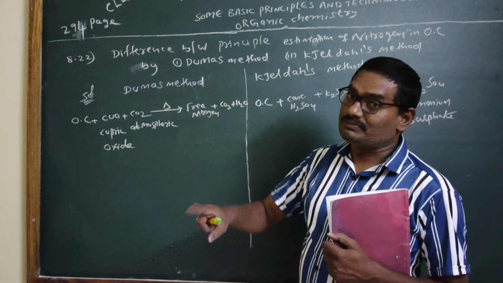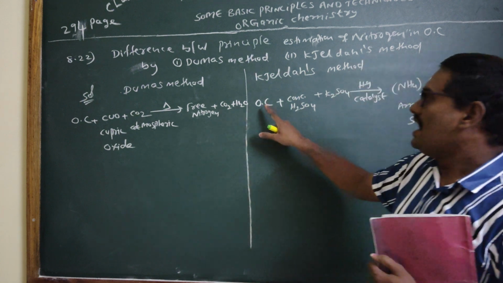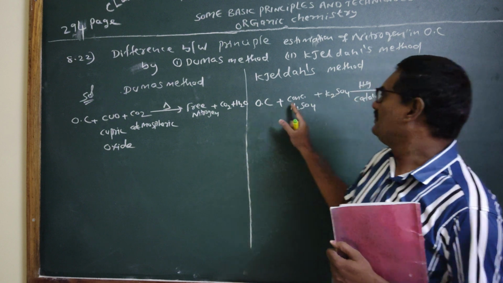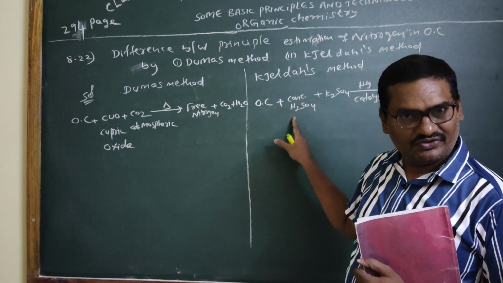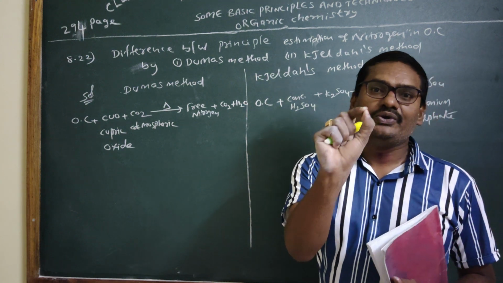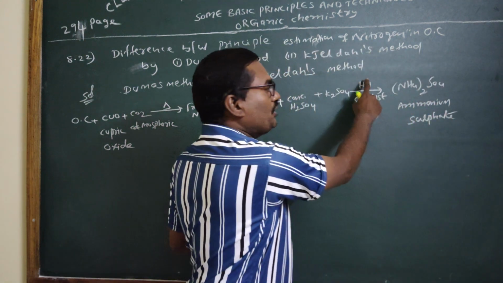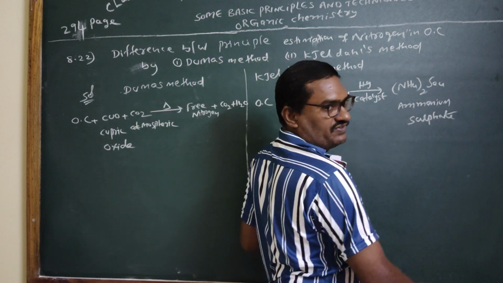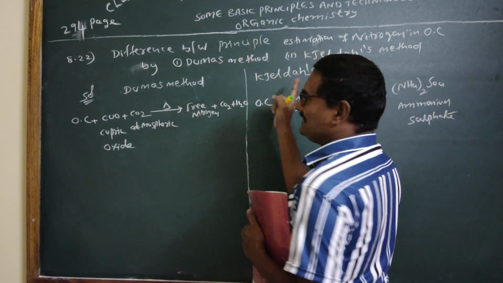That is the principle. But in the Kjeldahl method, the organic compound, OC, plus concentrated sulfuric acid plus potassium sulfate and mercury catalyst, then this compound is converted into ammonium sulfate. That is the principle in the Kjeldahl method.